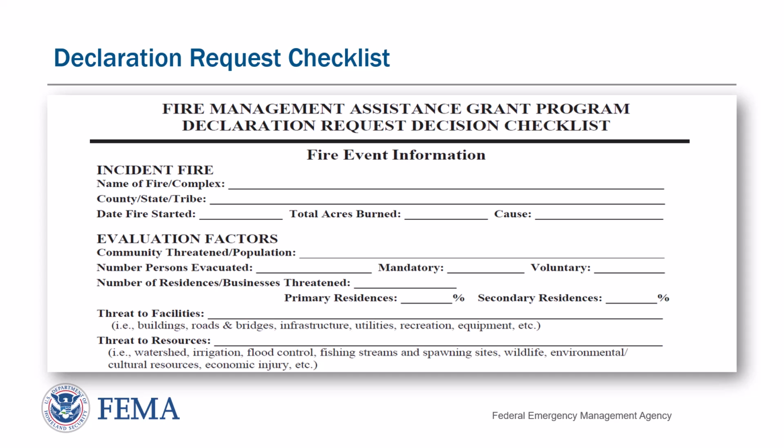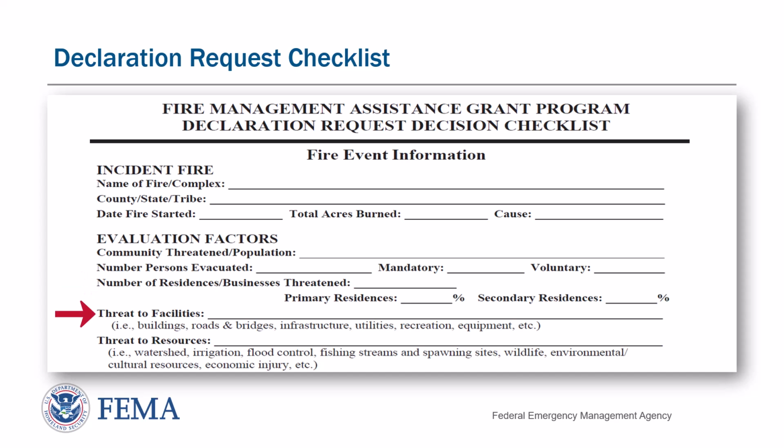Individual data fields in the fire event information section include the name of the fire complex, the county, state, or tribe, the date the fire started, the total acres burned, and the cause of the fire. Additional evaluation factors include communities threatened and population, the number of persons evacuated, whether mandatory or voluntary, and number of residences and businesses threatened. Primary residence and secondary residence would include the percentage.